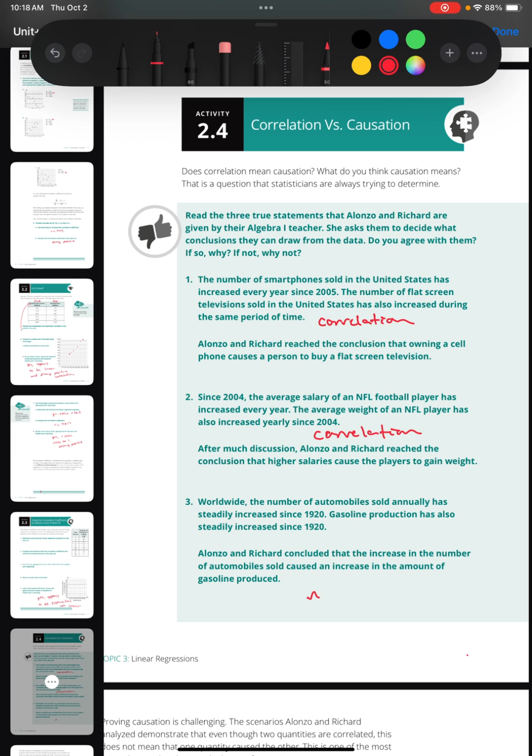And then for number three, worldwide, the number of automobiles sold annually has steadily increased since 1920. Gasoline production has also steadily increased since 1920. Now we come across one where it would be reasonable to conclude that there is causation. If we have more automobiles, we are going to need more gas. So having more automobiles would cause a need for gasoline production to increase. So there would be causation, not just correlation.